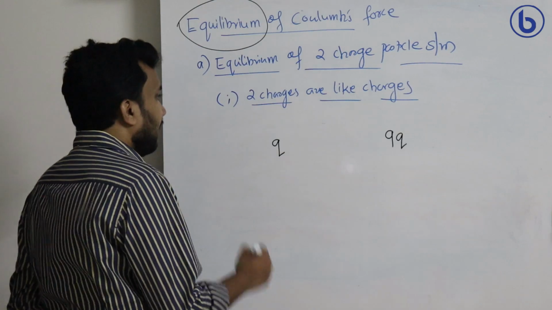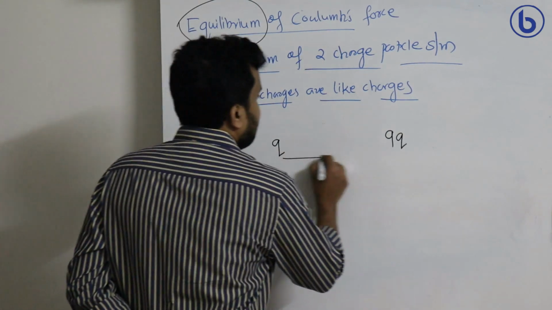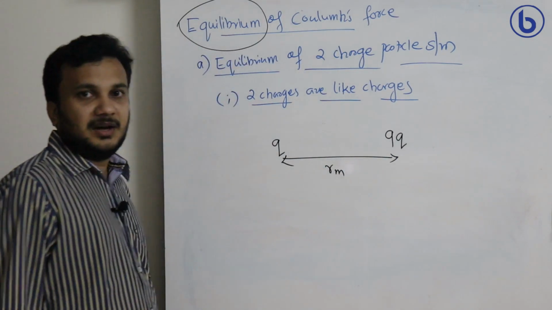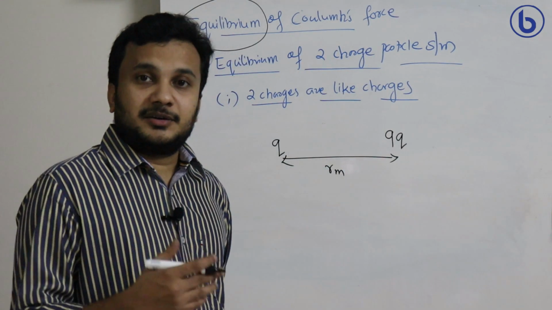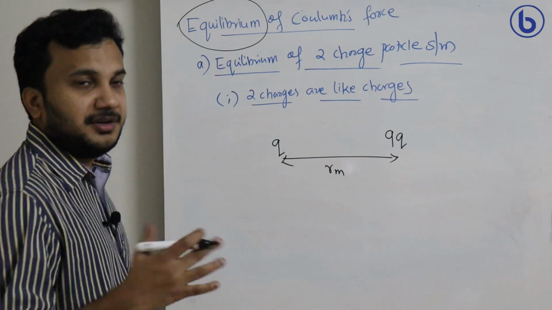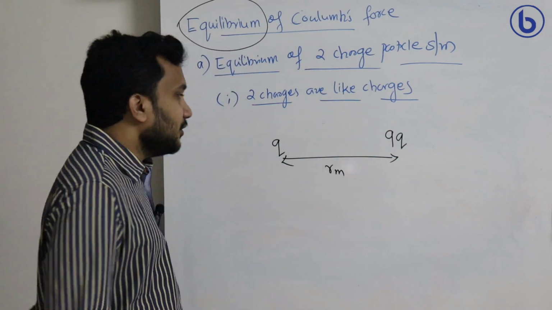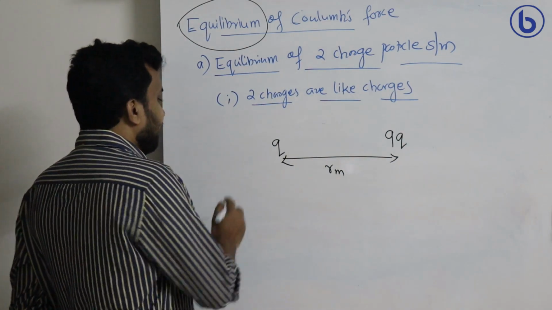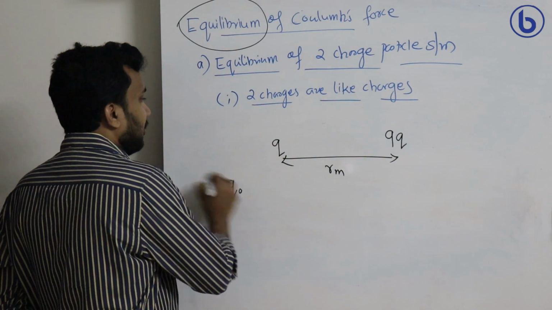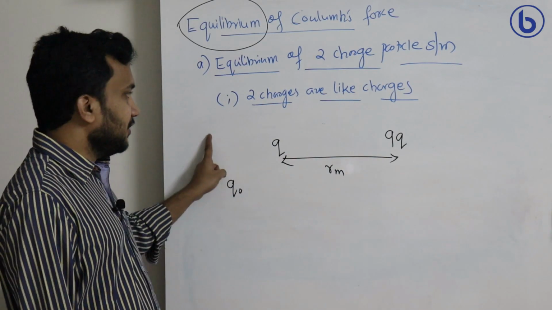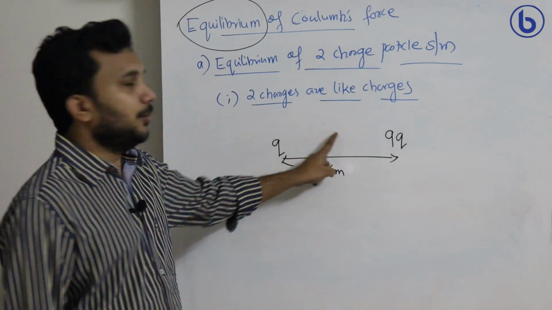9Q, and this is Q. And the question is that the distance between the two charges is R meter. In the real question, this will be given as some values like 4 meter, 5 meter, etc. But here I am giving R meter, for example. Then the question will ask, where should I place another charge called Q0? Q0 is another charge that I have to place on the left side, right side, or in between.